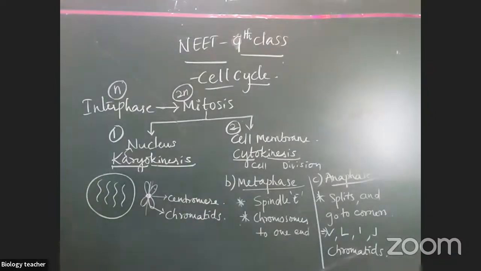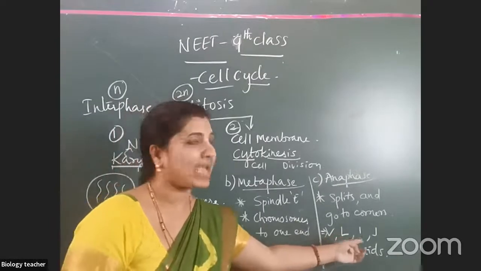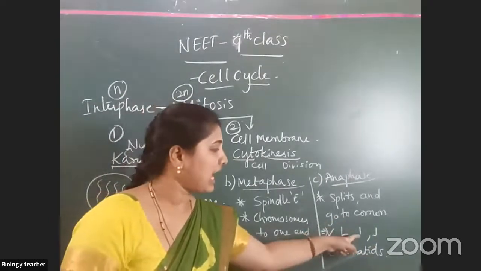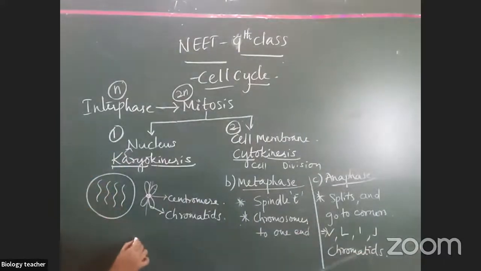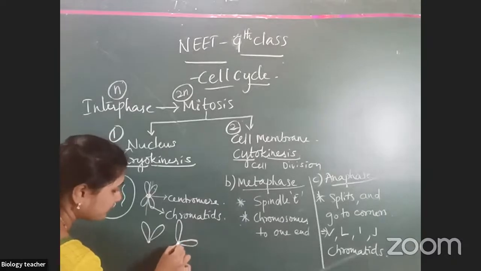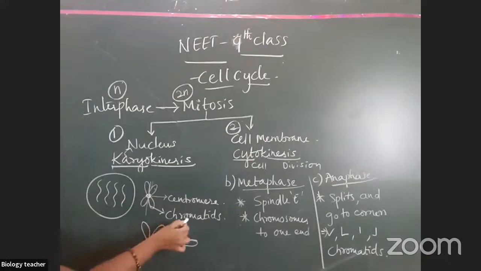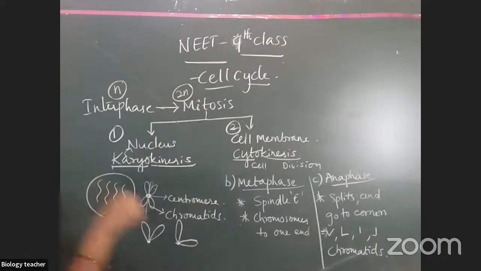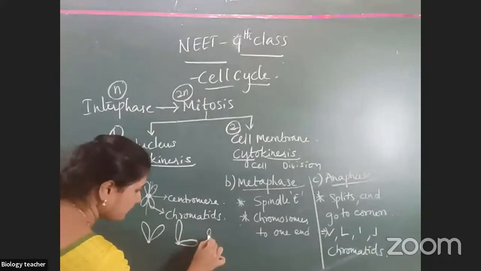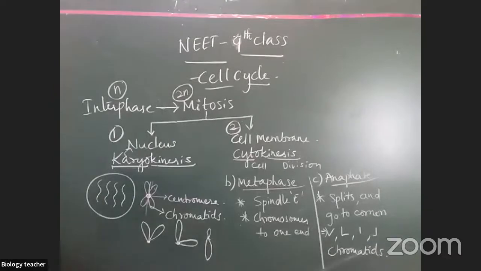Chromatids. So during anaphase stage, these chromatids will appear in shapes like V, L, I, J. For example, V. Like this they appear. What is the shape of this? V. And next, L. This is centromere. This is chromatid. V shape, L shape. Next, I. Okay, I.